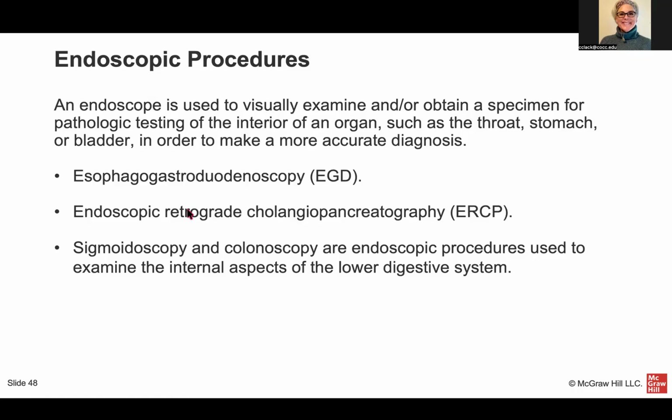Sigmoidoscopy examines the sigmoid colon and the rectum. Colonoscopy goes all the way to the cecum, the full large intestine. For CPT coding, what matters is which scope was used, how far it went, and what was done during the procedure. A diagnostic colonoscopy is only one code.